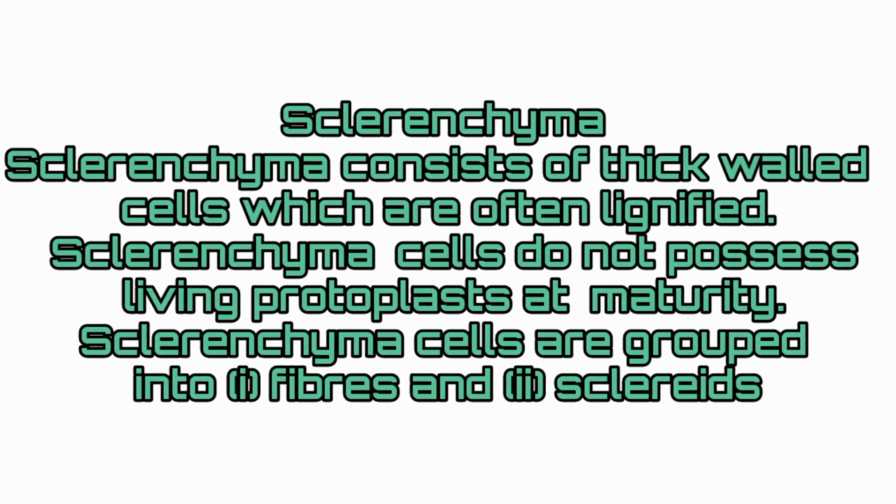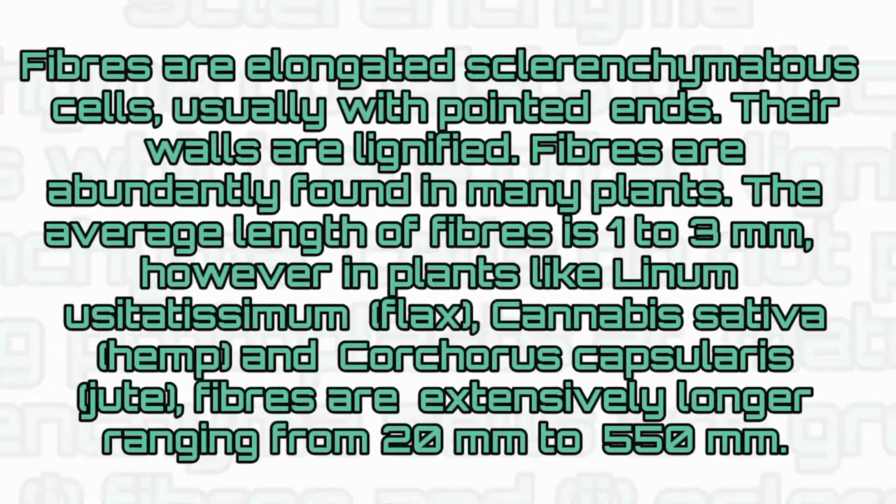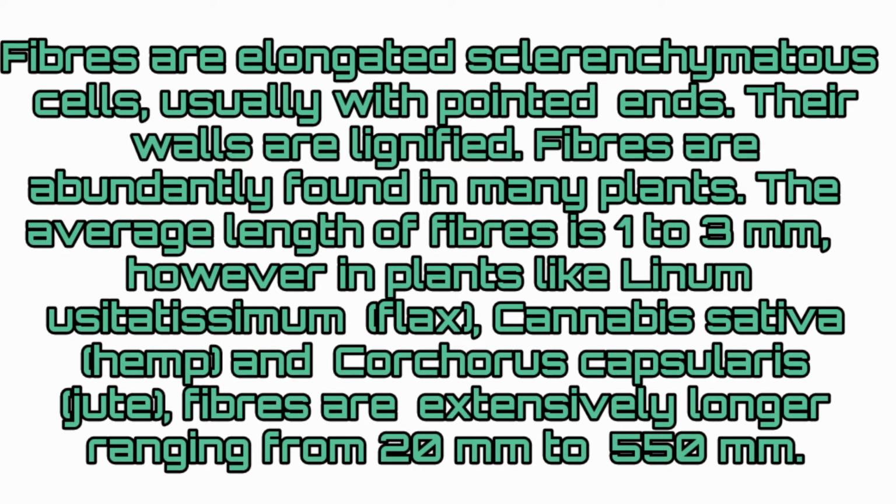Sclerenchyma. Sclerenchyma consists of thick-walled cells which are often lignified. Sclerenchyma cells do not possess living protoplast at maturity. Sclerenchyma cells are grouped into fibers and sclereids. Fibers are elongated sclerenchymatous cells, usually with pointed ends. Their walls are lignified. Fibers are abundantly found in many plants. The average length of fibers is 1 to 3 millimeters.